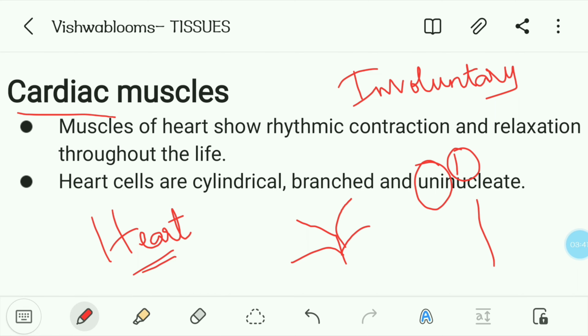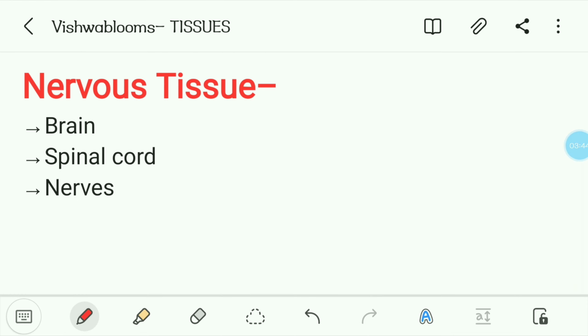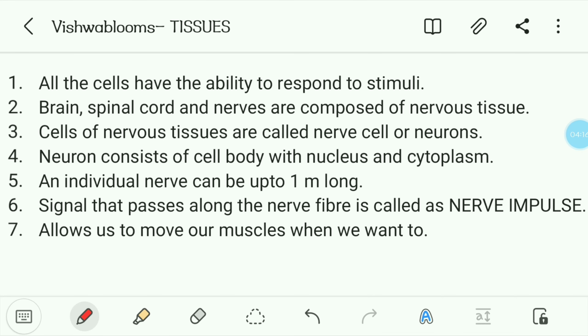Now we will discuss the nervous system, nervous tissue. So we have completed the muscular tissue. Now nervous tissue mainly consists of three parts: first the brain, second the spinal cord, and third the nerves. These three make up the nervous system. First we will learn the points on the nervous tissue, and then we will see the neuron, the unit of nervous tissue.